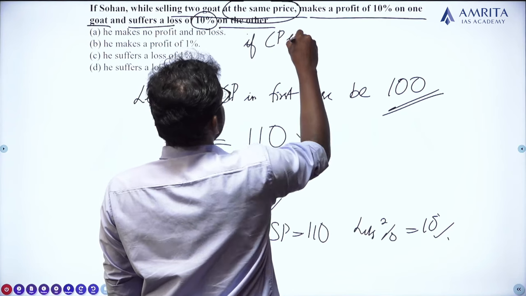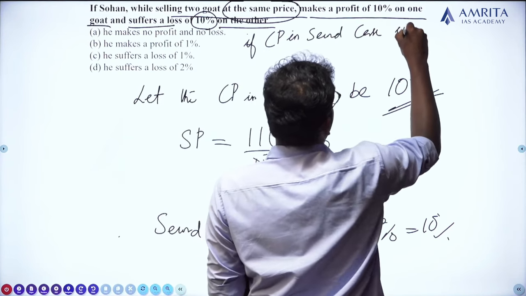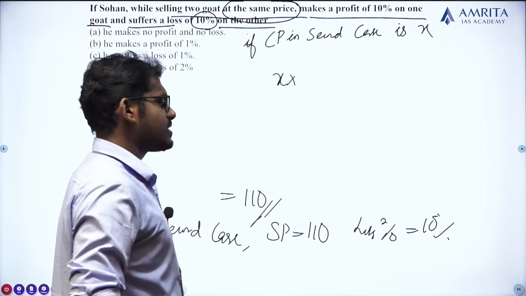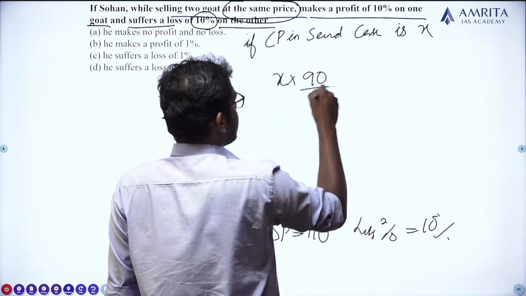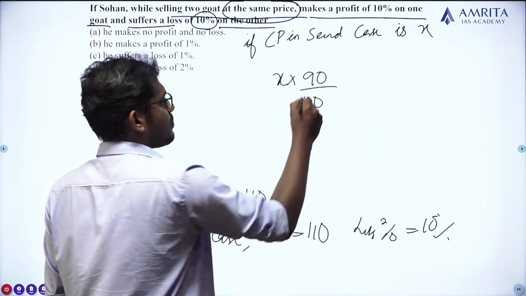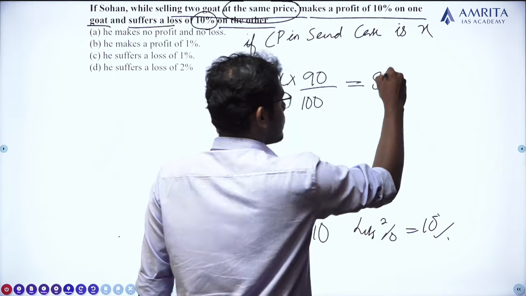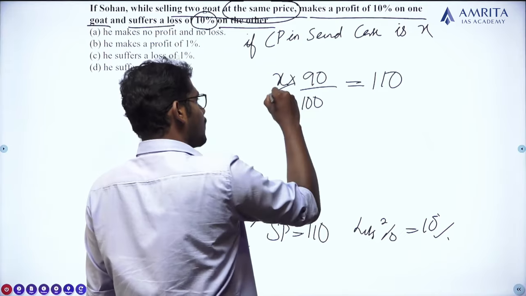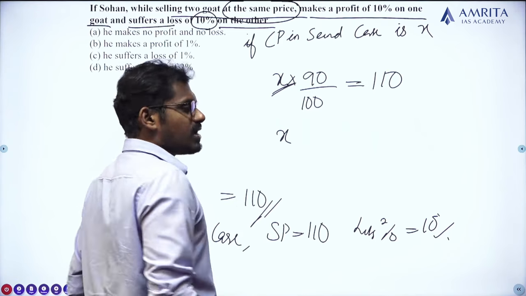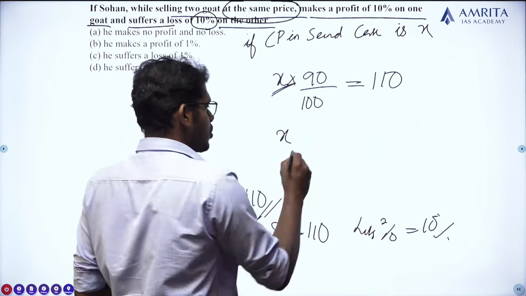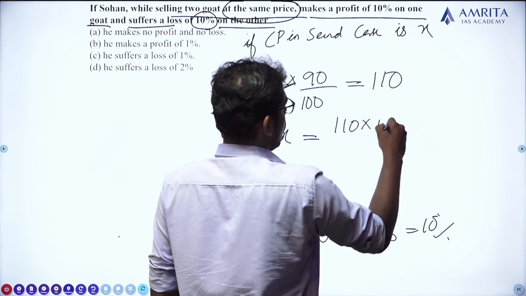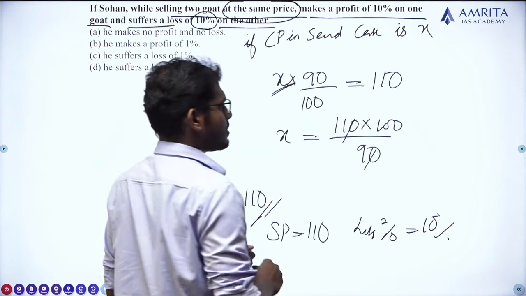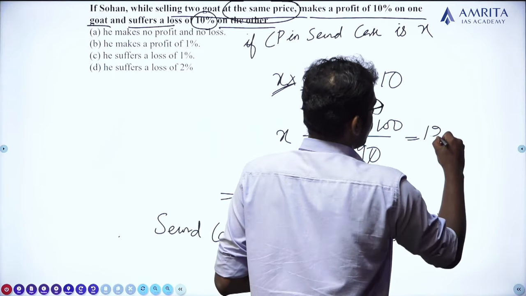If the cost price in the second case is X, then X into, what is the loss percentage here? 10%. So I can write X into 90 by 100, which is equal to the selling price. What is the selling price right now? We have already got that the selling price is 110. Now we can find the cost price in the second case. In the first case, we assumed the cost price is 100. Now the cost price can be obtained as 110 into 100 divided by 90. Clear? So the 0 and 0 cancel each other, giving 1100 divided by 9, which is equal to 122.22.